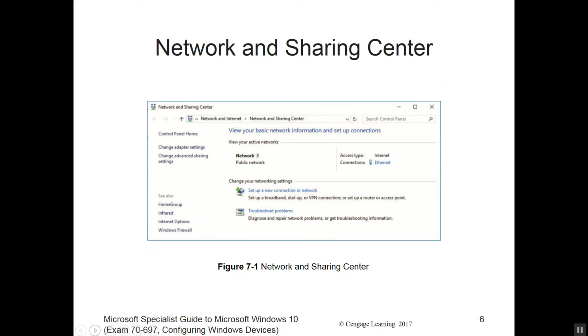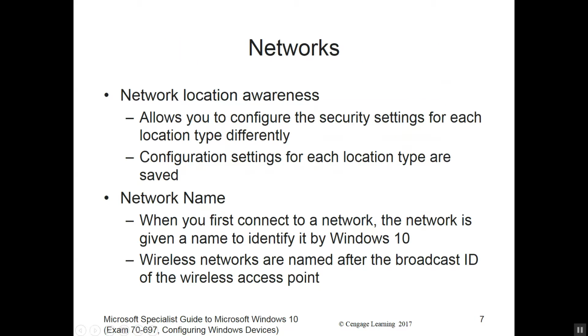We can see the type of connection that we have, the name of the connection, and whether it's public or private. Network location awareness allows you to configure the security settings for each location type differently. Configuration settings for each location type are saved. When you first connect to a network, the network is given a name to identify it by Windows 10.